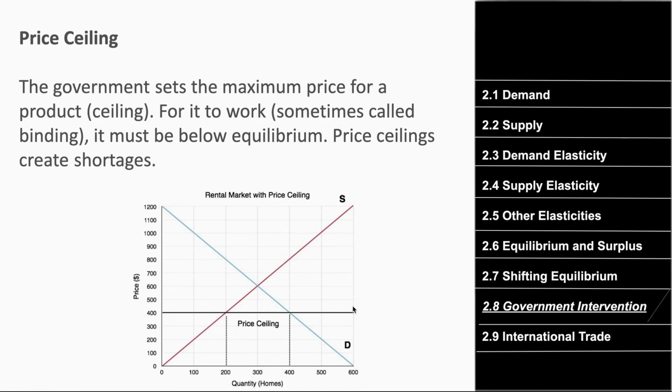For a price ceiling to be effective, it needs to be below equilibrium, and the AP test will actually call it binding. For a binding price ceiling, it needs to be below equilibrium. So in this situation, since there's a price ceiling, you can't have a price above here. You're going to have a shortage, right? Because the price is below equilibrium, you're going to have a shortage.